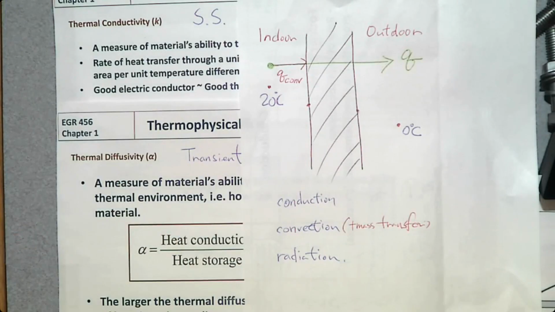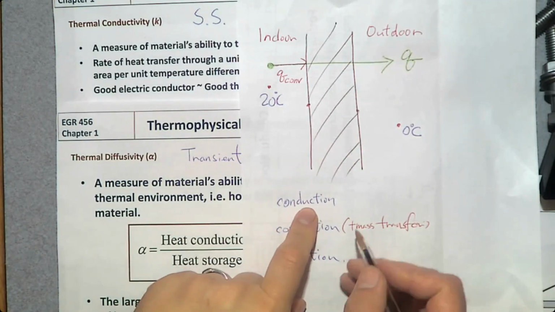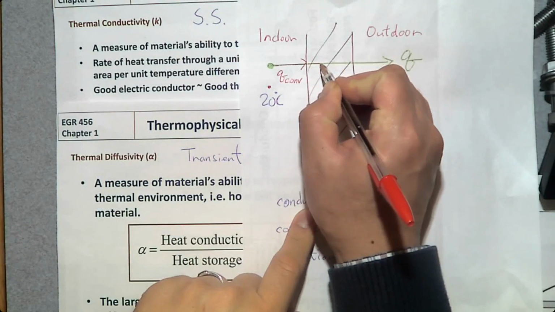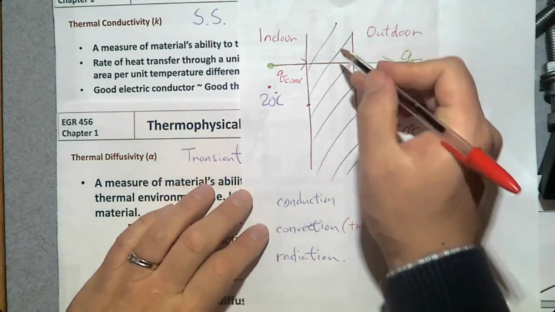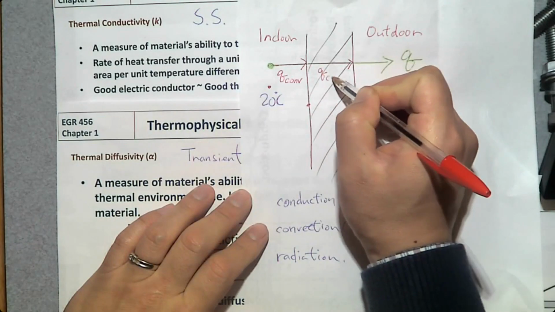And heat transfer from the inner surface of this wall to the outer surface of this wall, since it is solid, it is a heat transfer through a wall, and this wall cannot move, so it's going to be conduction. So the next heat transfer from the inner surface to the outer surface is going to be conduction.